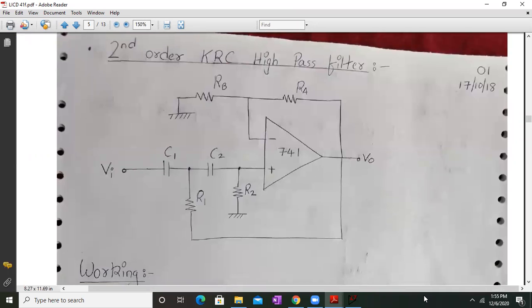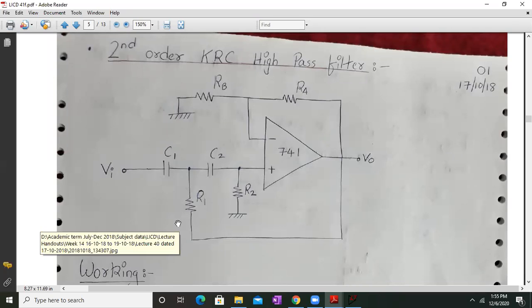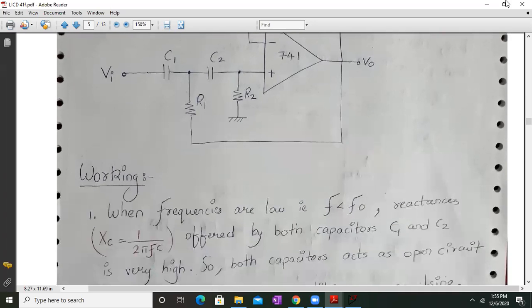In this, the positions of R and C are interchanged. In the case of a low pass second order KRC filter, the R was over here, and here the R and C positions are interchanged basically. So over here we have C2R2, C1R1. The first combination, R1, is going to the output, whereas the second, R2, is actually grounded. One end of the terminal is grounded. Okay, so let us analyze the working for the same.